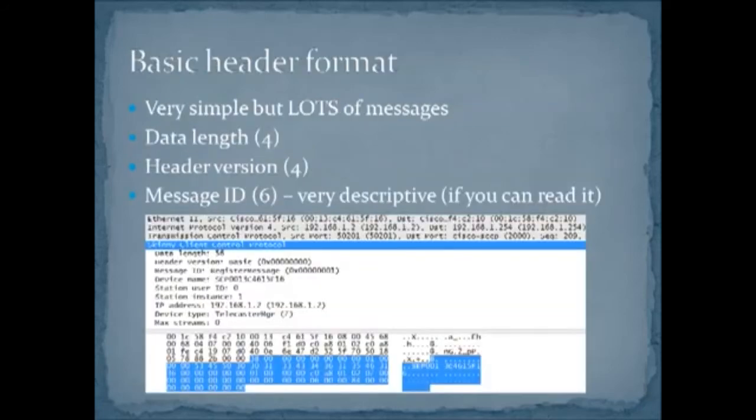As I mentioned, Skinny messages are really, really simple. The message header for all of them is exactly the same. You have a header data length, version, and then the message ID, as you can see here in this register message example. Depending on the message type, the packet expands to include different kinds of information depending on the message ID. But all of them share this common header format. Very easy to read. And you can see that with the Wireshark dissector, the name of the message tells you the whole thing.